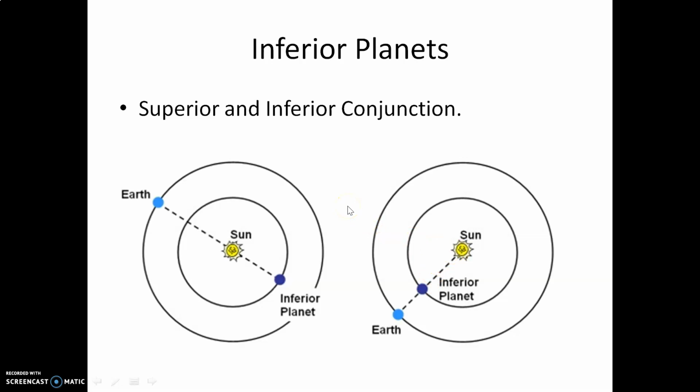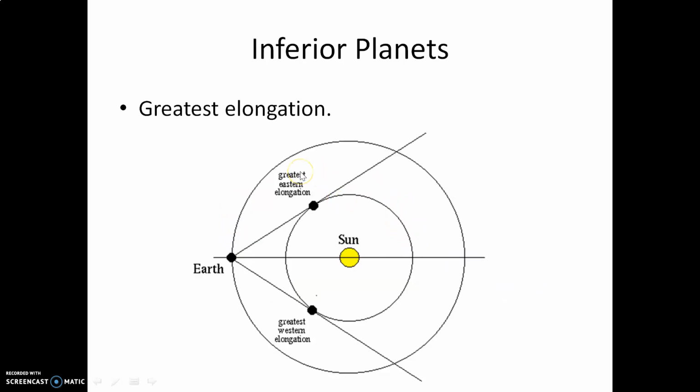So there are three types of conjunction, unfortunately. There's first of all what is just called conjunction for superior planets, and then for inferior planets, there is both superior and inferior conjunction. And then lastly, for the inferior planets, we have what is referred to as greatest elongation. Greatest elongation occurs when the planet is at its greatest angular distance away from the Sun. This is only for inferior planets.